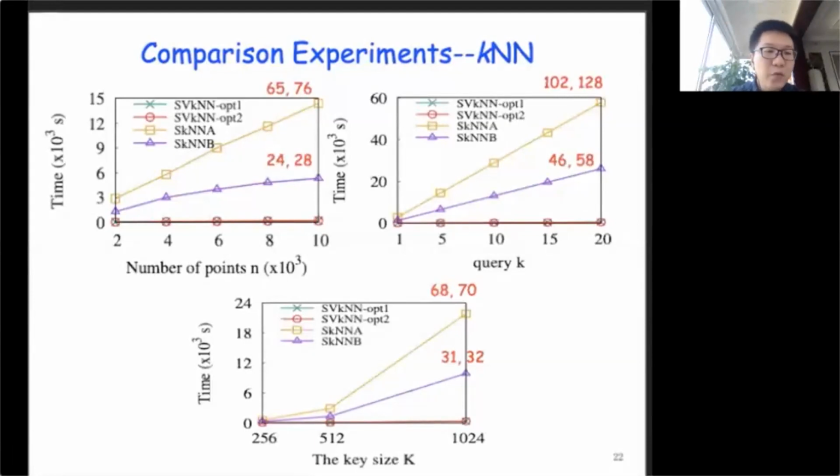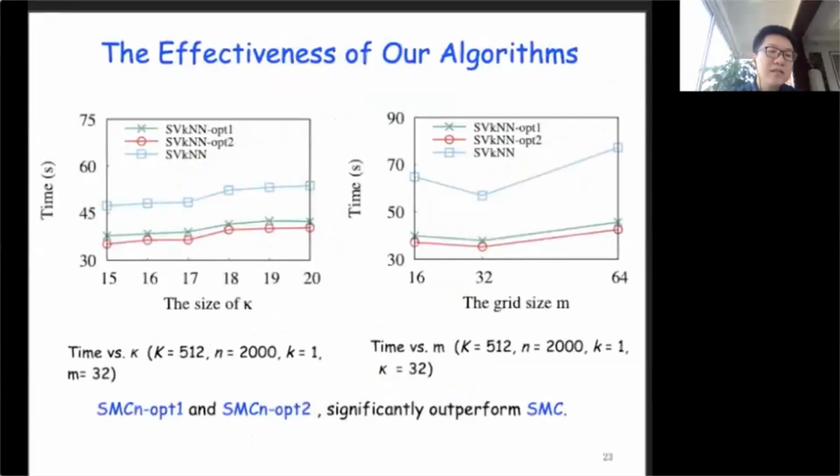The last is with varying key size. When the key size is 1024, our algorithms are about 30 times faster than SVkNN and 70 times faster than SVkNB respectively. And last, we compare our improved algorithms. As expected, the improved algorithms significantly outperform the basic one when varying packing size and grid size.